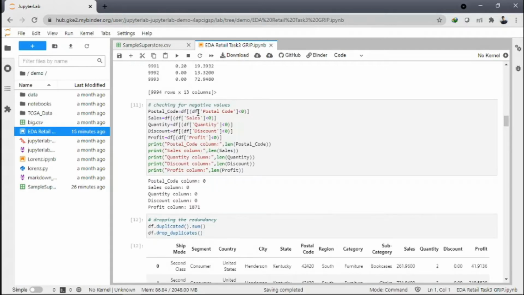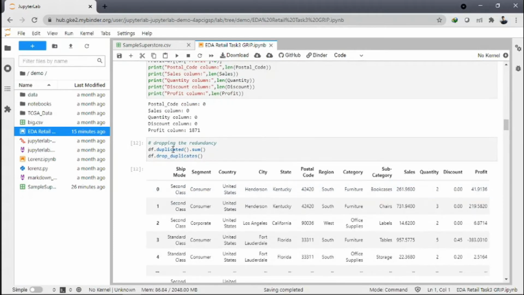Alright, so now we are checking for negative values in our columns. So we are checking each column here, and then we are printing it, and as we can see, there is no negative value in any column except profit. So obviously negative profit means loss. So we have around 1871 negative values in the profit column.